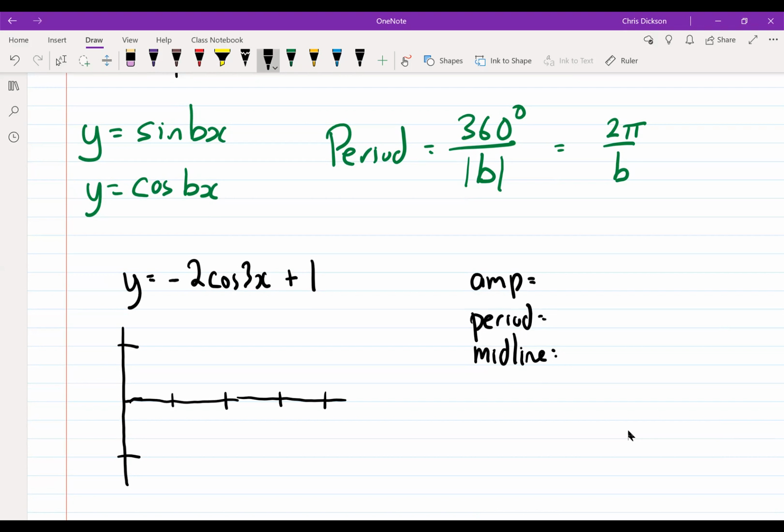Okay, so the amplitude has to do with the a value. The a value is -2, so the absolute value of -2 is 2. The midline is the d value, and the d value is 1. So it should be y equals 1.